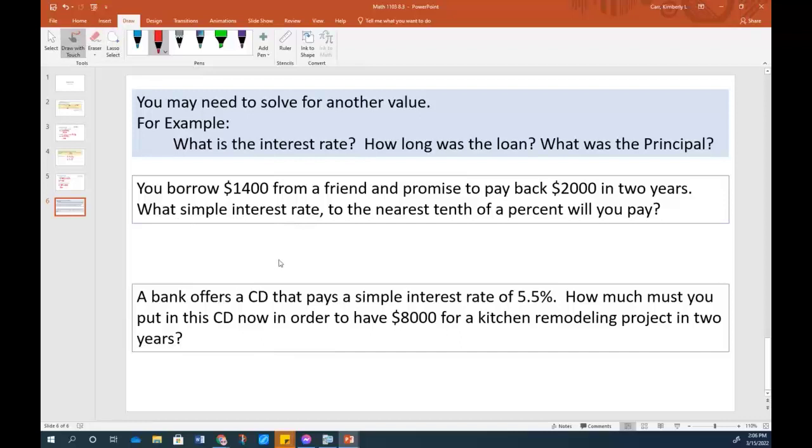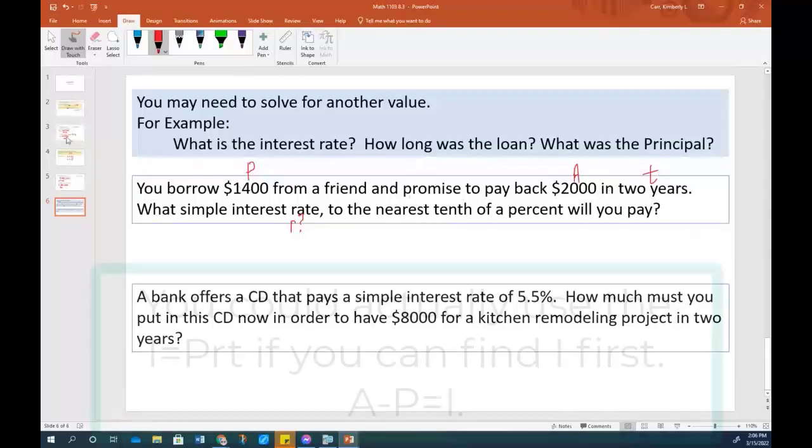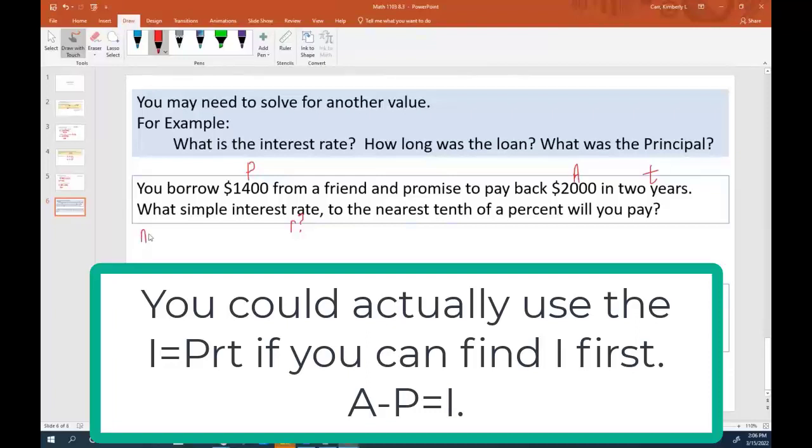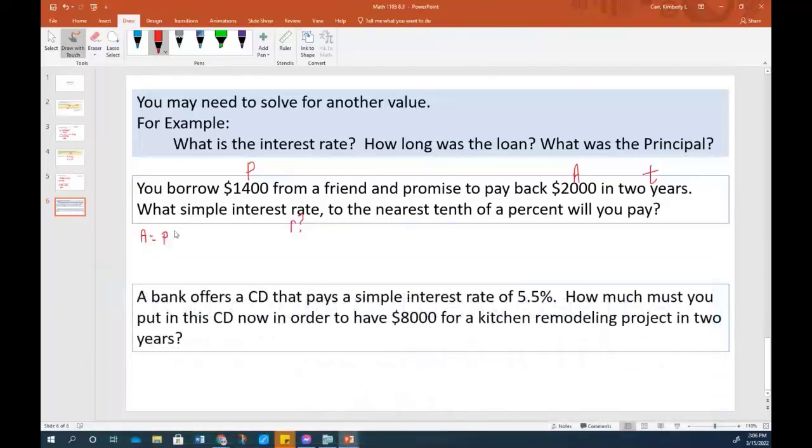We've got 2 problems here. You borrow $1,400 from a friend. That's your initial borrowing amount, so that amount is your principal. You promised to pay back $2,000 in 2 years. Well, $2,000 is your future value. 2 years is your time. What simple interest rate are you going to pay? That's our question. Since this one has an A in it, it has to be that future value example. So A equals P parentheses 1 plus RT.